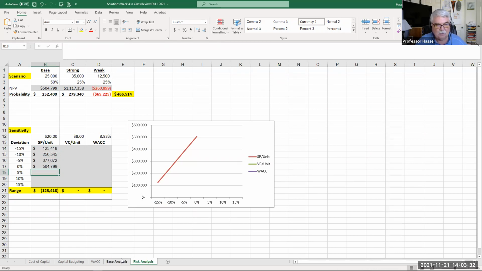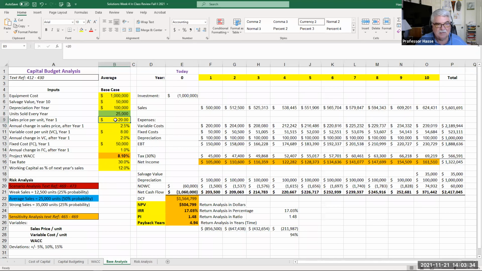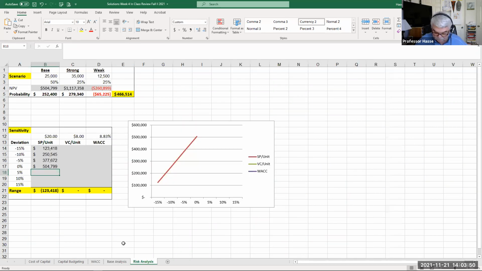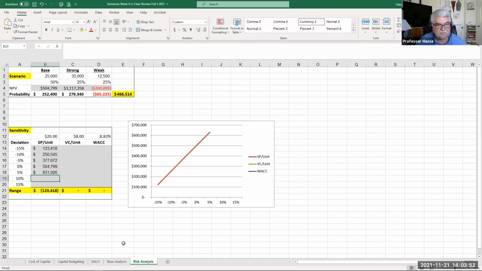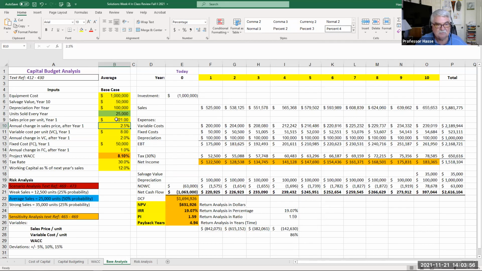So now we go back to our base case analysis and increase that by 5%, times 1.05, which is 5% over 100. And we get a 631,926 NPV. There we go. Now a 10% increase, times 1.1.